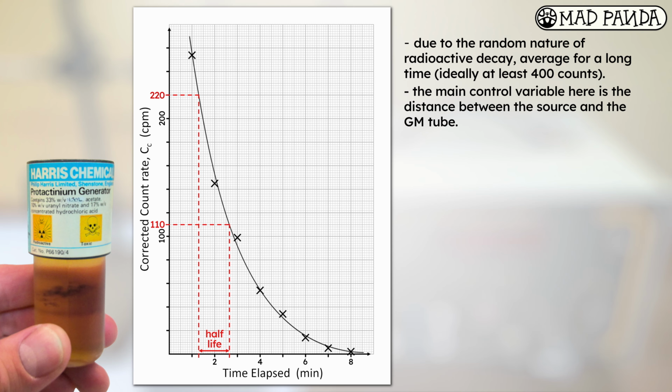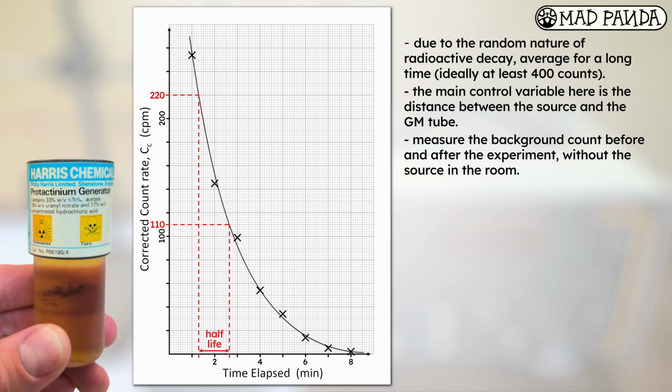Secondly, the main control variable here is the distance between the source and the Geiger-Müller tube. A quick side note here: a lot of people think that the counter is actually part of the Geiger-Müller tube, but it does actually count as its own separate piece of equipment for the experiment. Thirdly, we need to remember to measure the background count rate before and after the experiment. That's without the source in the room.